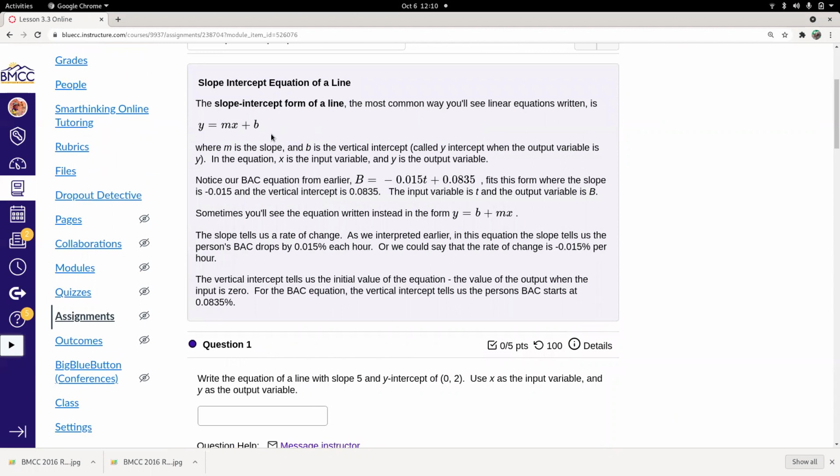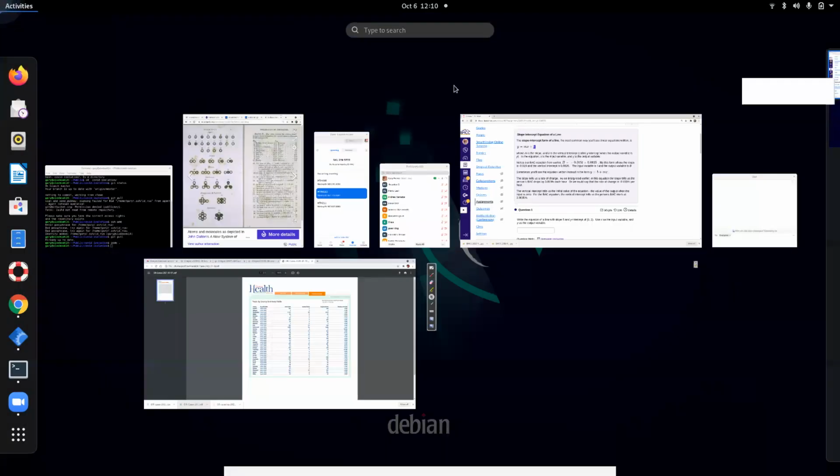The equation I wrote down earlier, y equals mx plus b, we call that the slope-intercept equation for a line, because in it, I can clearly see what the slope is for the situation, and I can clearly see that intercept, that starting value in the situation. So I'm just going to go back and pick on the equation they just gave me.